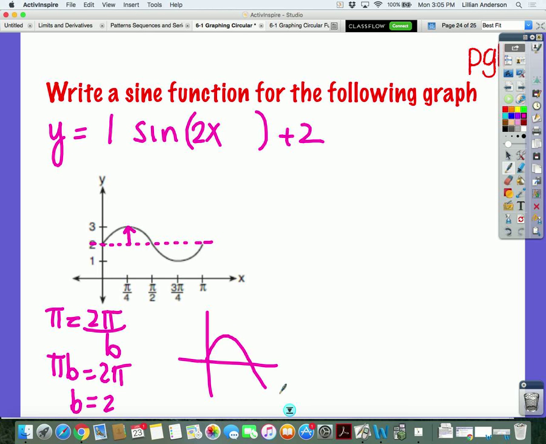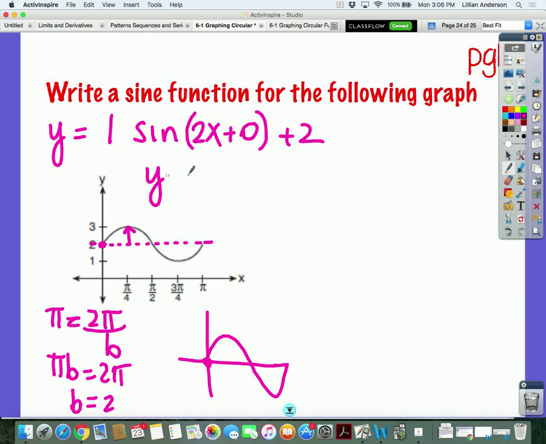Zero. It goes like this, doesn't it? Okay? Now if you look at this graph, doesn't it still kind of cross the y-axis at that point? The old school 0, 0? It just got moved up 2 units. So really and truly, is there a phase shift here? No, it just was a vertical shift moved up. So if there's no phase shift, what is C?